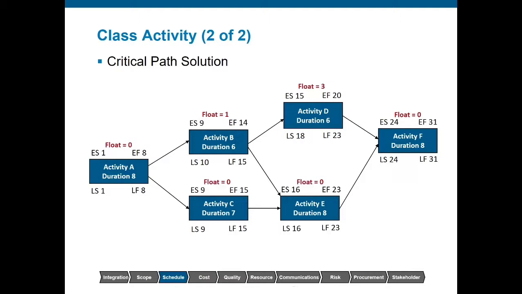The early finish is 14 and the late finish is 15. But if we use that 1 day of float, it interferes with the early start of activity D. So again, with free float, it does not interfere with the early start of any successor activities. So with activity B, we have 1 day of total float. With activity D, we have 3 days of free float.